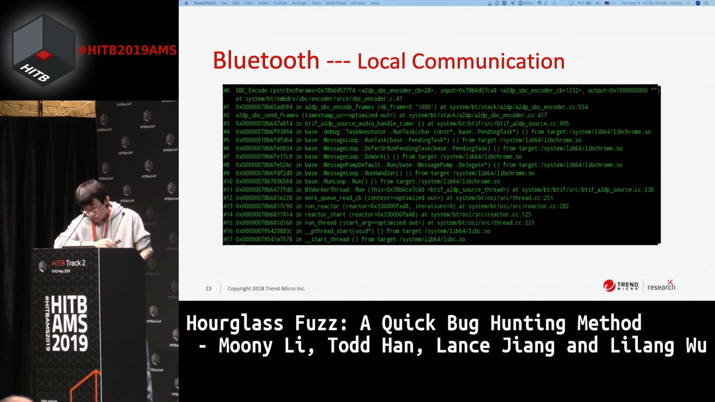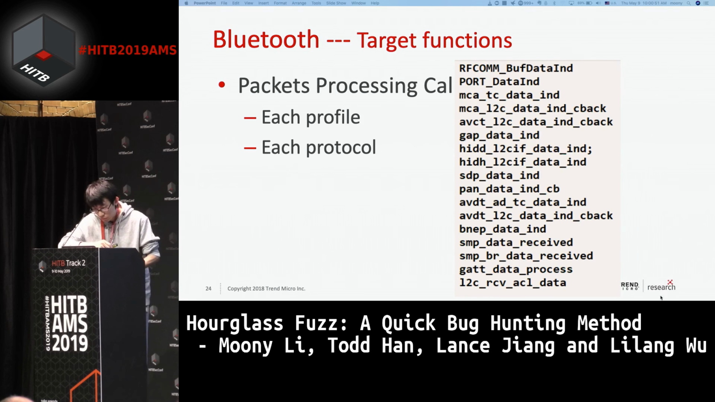It will read data from the local music player, and then the SBC encoder will process the data. And finally, the data will be sent to a remote device. So now we know the workflow of each state machine, the common packet structures and the formats that each profile uses. And then we treat these callbacks of each profile as our targets to fuzz.